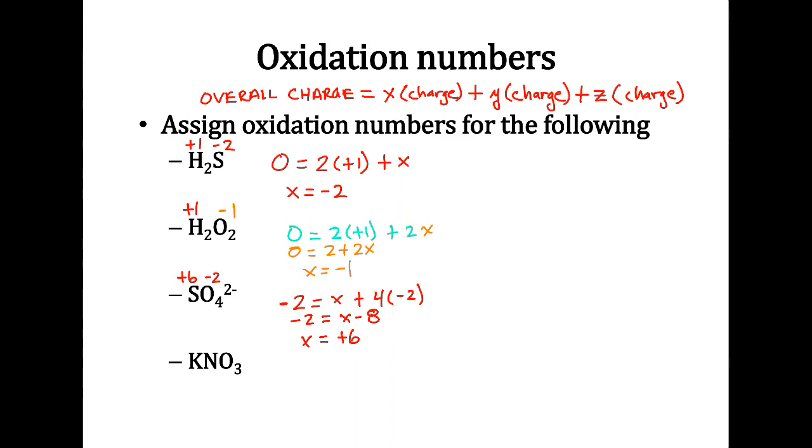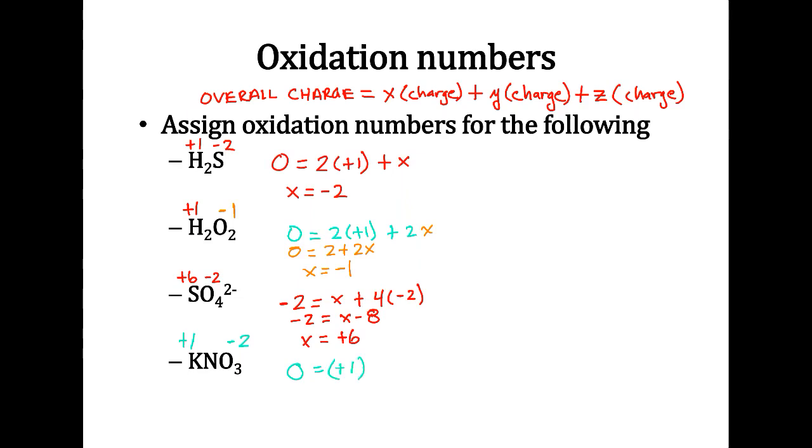So then for potassium nitrate, okay, well, potassium has the highest ranking for us. Potassium we know is an alkali metal, so it has a +1 oxidation number. Oxygen has a -2 oxidation number. So let's go ahead and set up our equation. There's no charge overall, so it's 0. It's equal to 1 potassium times +1.